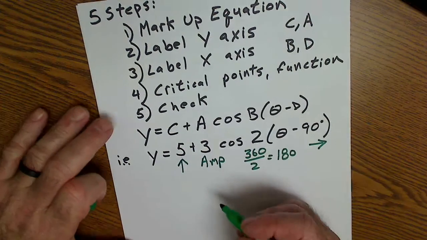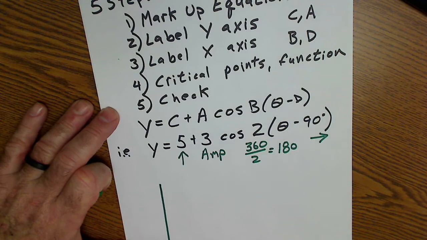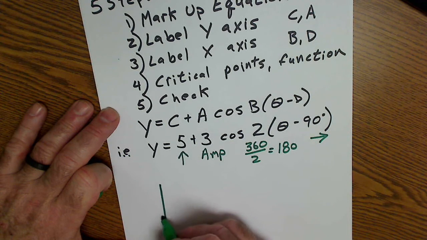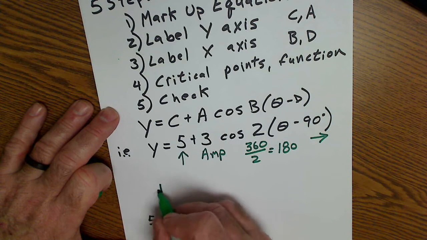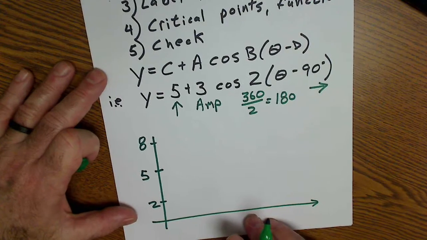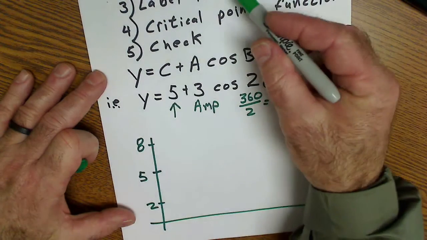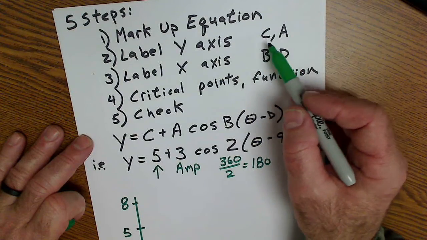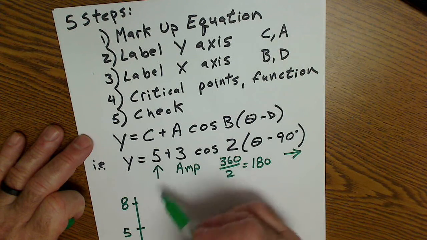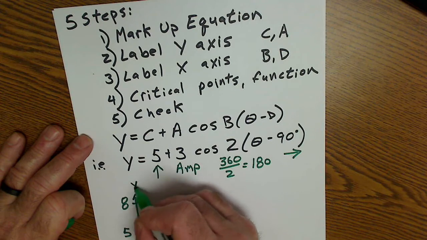The next step is label the y-axis. So from 5, I go up 3 to 8 and down 3 to 2. So step 2 is label the y-axis, and that includes your C and A values, the vertical shift and the amplitude. There it is, so that's my y-axis.